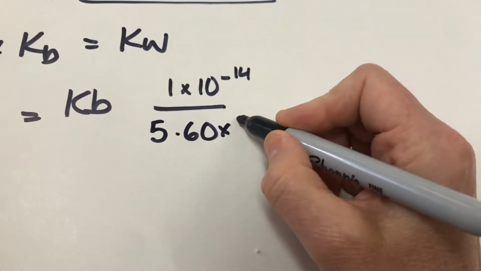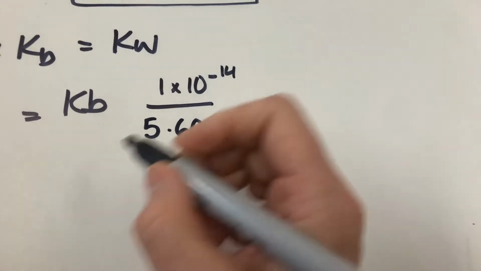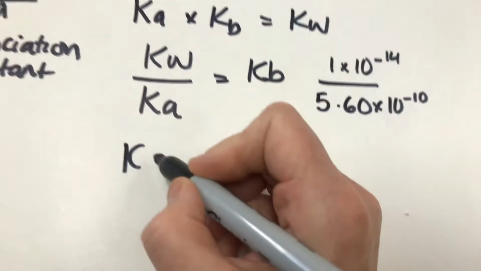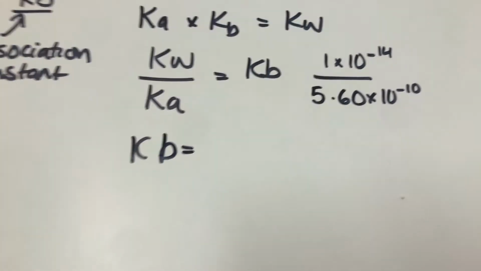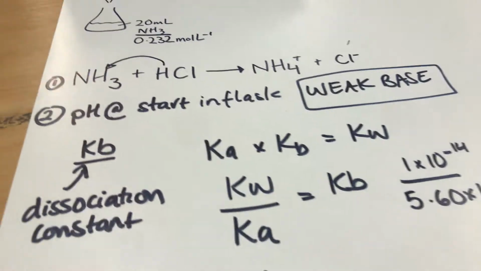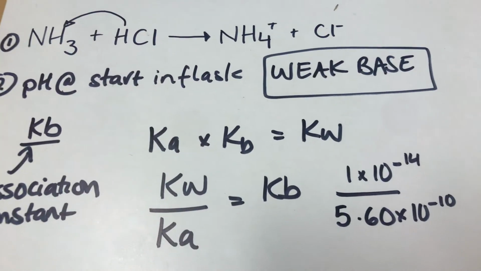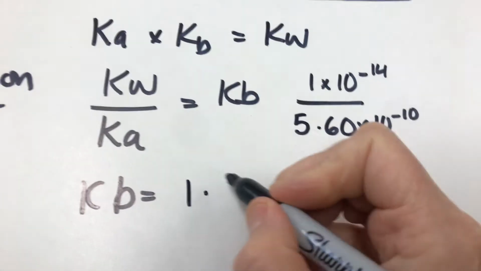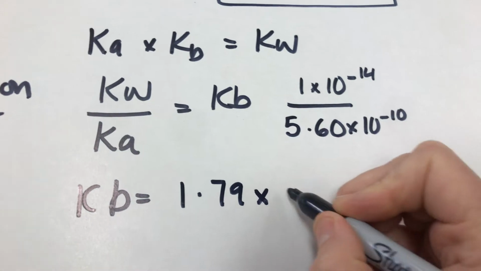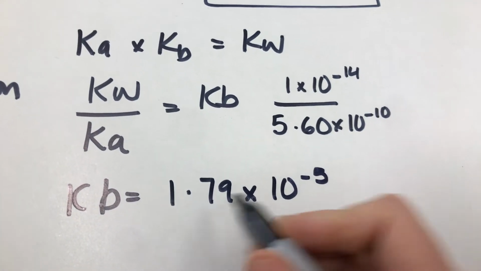5.60 times 10 to the negative 10, and that gives us our Kb. I have just calculated that, so just hang on a minute so I don't have to tippity tap. Sorry about all that. And our Kb is going to be 1.79 times 10 to the minus 5.